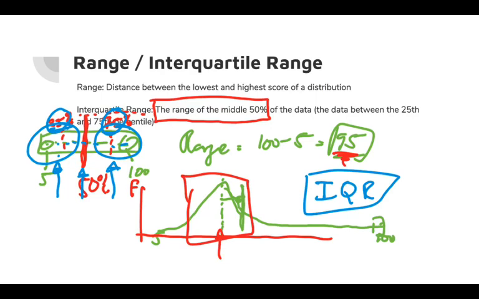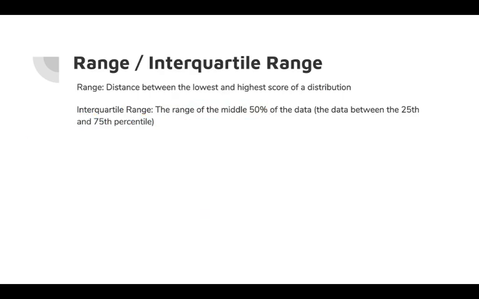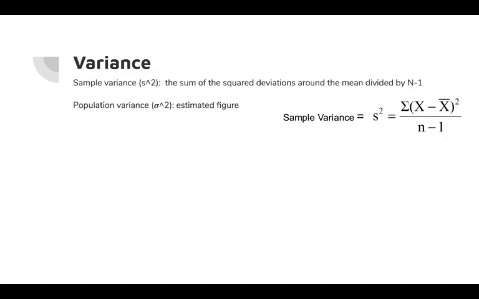So next thing, range, kind of a weak measure of variance, but it's often used. Interquartile range is a little bit better because you can cut those outliers out. But again, it isn't perfect.